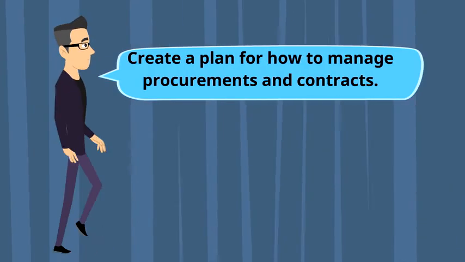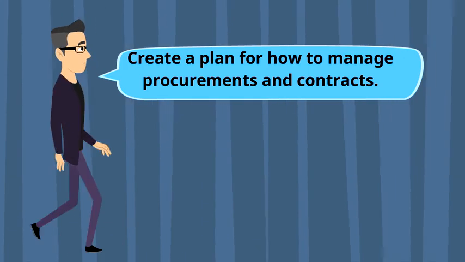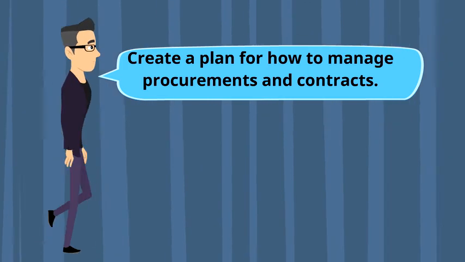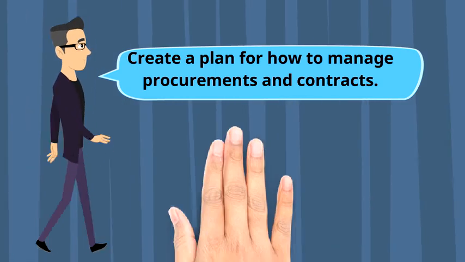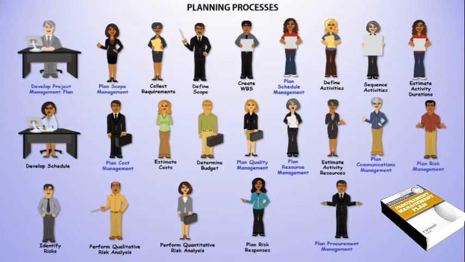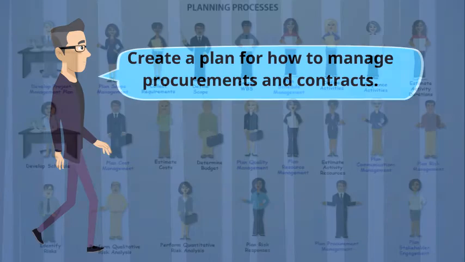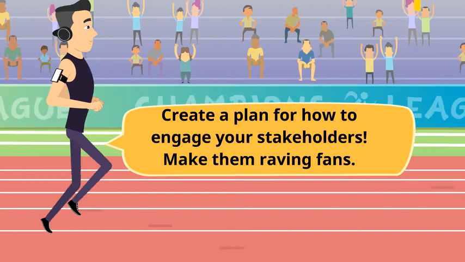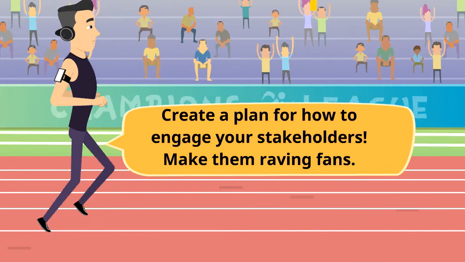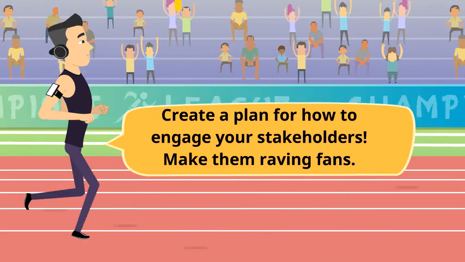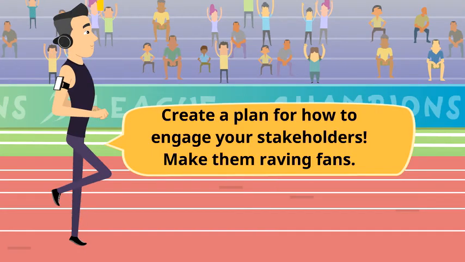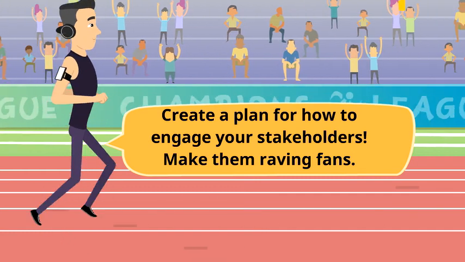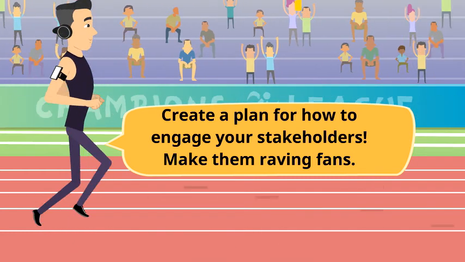The next process here is plan procurement management, taking us into the procurement knowledge area. In plan procurement management, the team creates a procurement management plan that defines how procurement will be managed on the project. Last but not least, in planning, we have plan stakeholder engagement. In plan stakeholder engagement, this is where a plan is developed for how stakeholders will be engaged throughout the project. And that concludes this initial introduction.